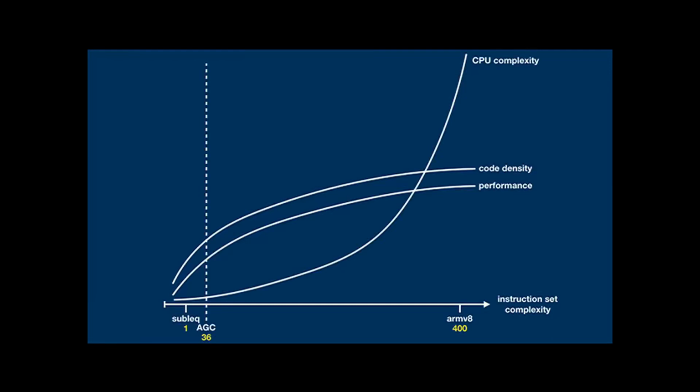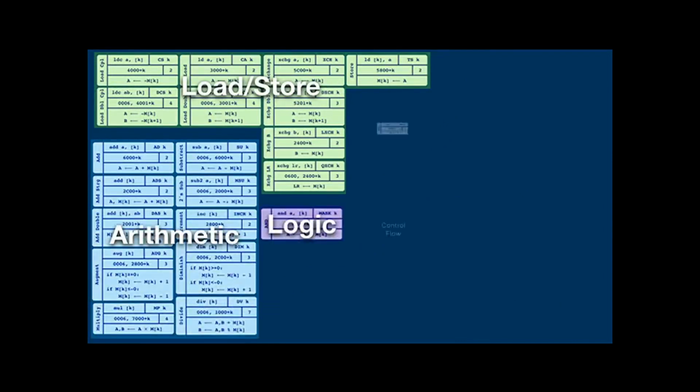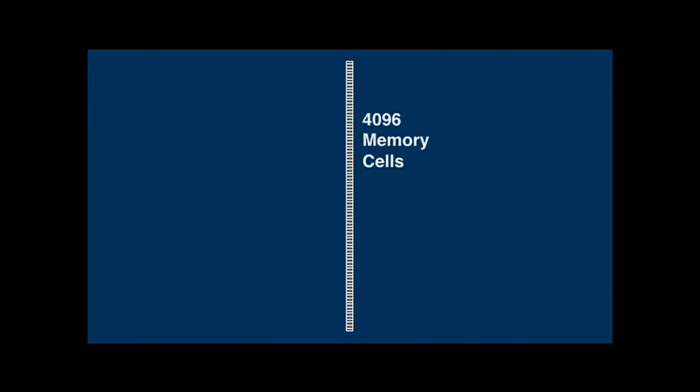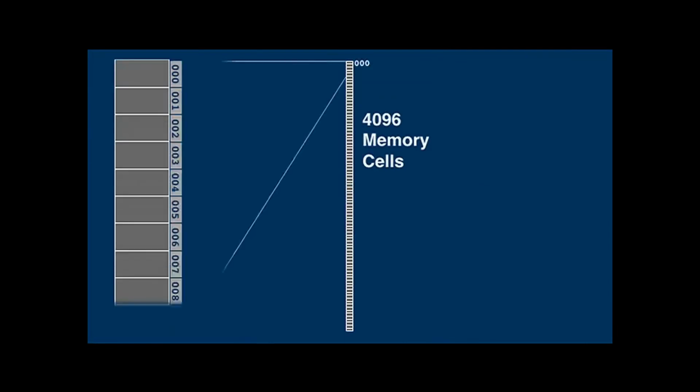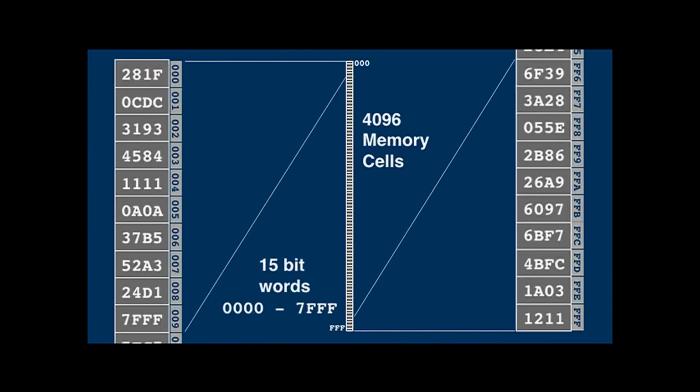36 instructions provided just about the performance that was required for the mission. These are the 36 instructions. Some load and store instructions, arithmetic and logic, control flow instructions, I/O instructions, and instructions for dealing with interrupts. The memory model is the cornerstone of the instruction set. Memory consists of 4,096 cells, numbered in hexadecimal 000 through FFF. Each cell contains a 15-bit word, numbered between 0 and 7FFF.